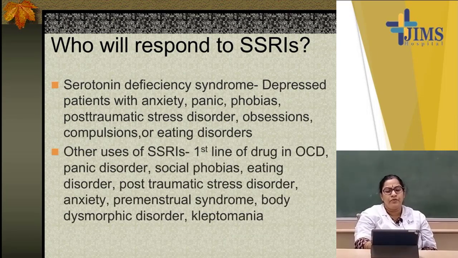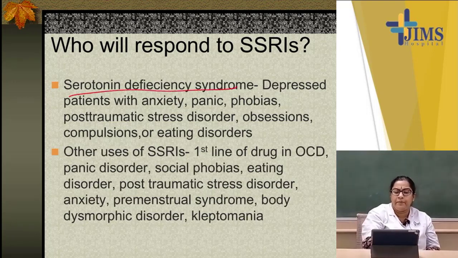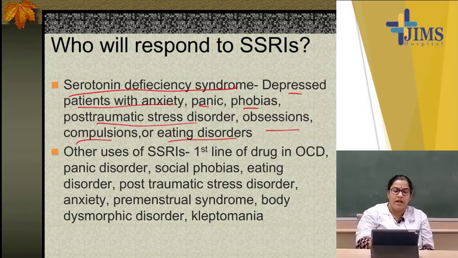Then for which group of patients will we recommend the SSRIs? For number 1, serotonin deficiency syndrome. What will happen is the depressed patients with anxiety, pain and phobias, post-traumatic stress disorder, obsessions, compulsions or eating disorders. Other uses of SSRIs: the first line of drug is for OCD.